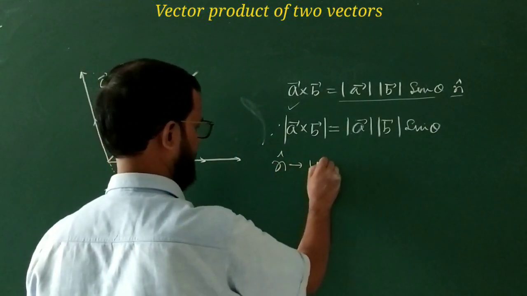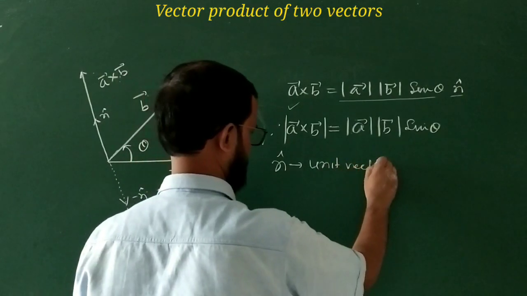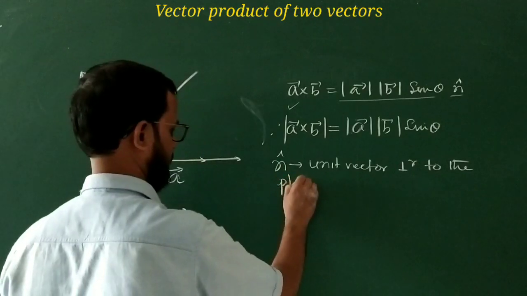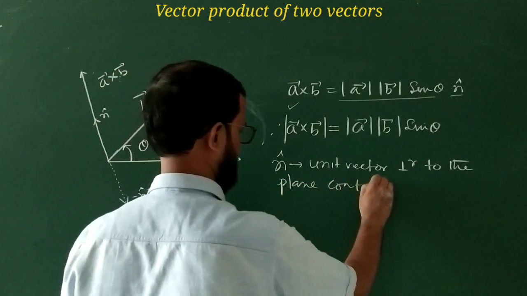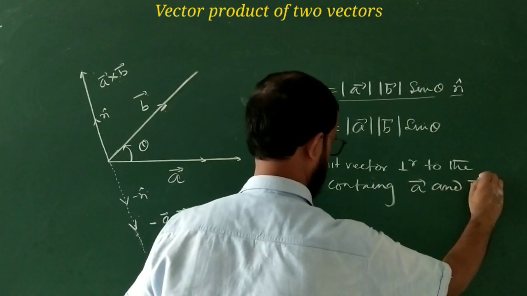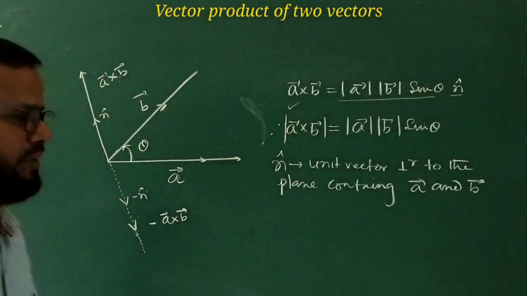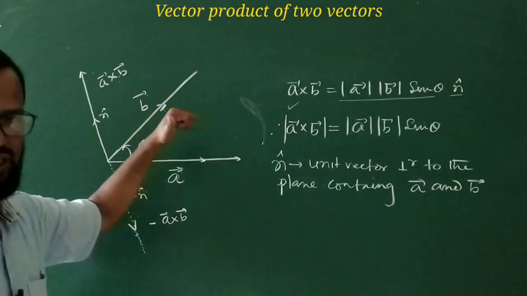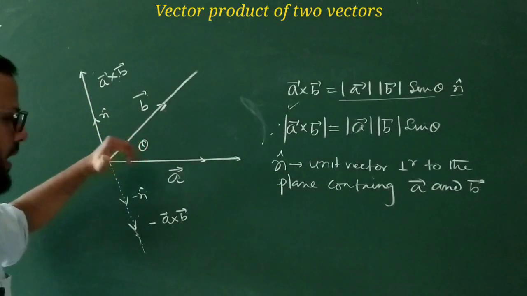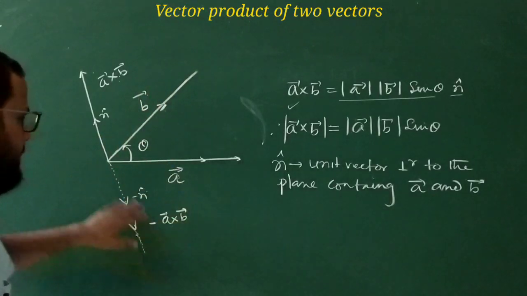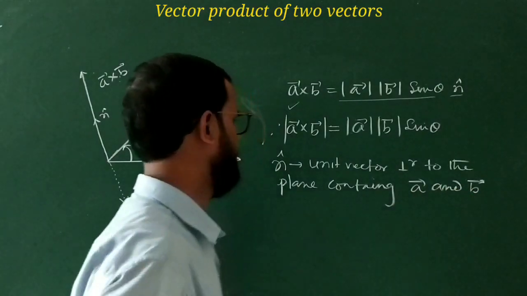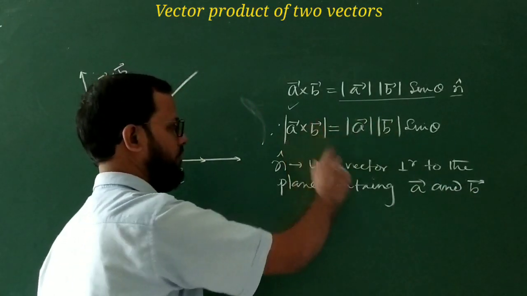What is n cap? n cap is the unit vector perpendicular to the plane containing the A vector and the B vector. It is perpendicular to the plane. In this direction is n cap, along the direction of A cross B. A cross B is perpendicular to the plane, and therefore n cap is perpendicular to the plane containing the A vector and the B vector. This is actually the magnitude of A cross B.